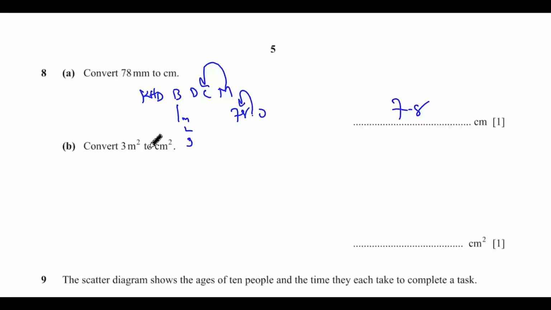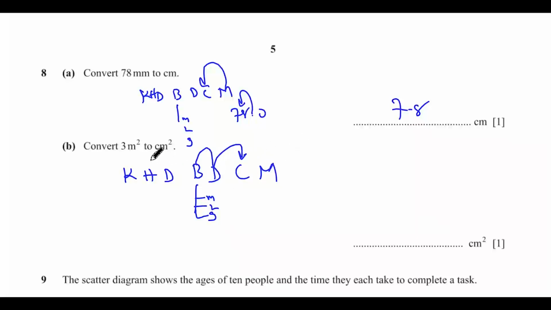Okay, so using the same acronym, King Henry died by drinking chocolate milk. So here we have the base meters, liters, and grams. So we are dealing with meters and centimeters. So meter is the base here. So if you want to convert meters to centimeters, you move from the base twice, 1 and 2. So that is meter to centimeters. It will be 2 steps.